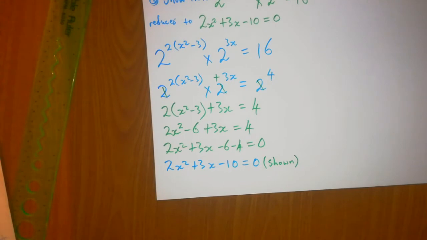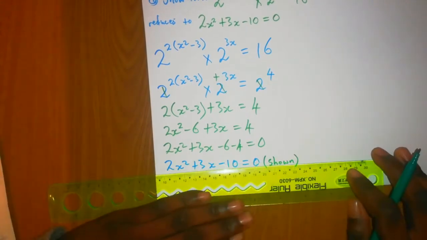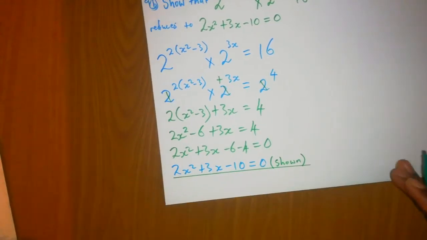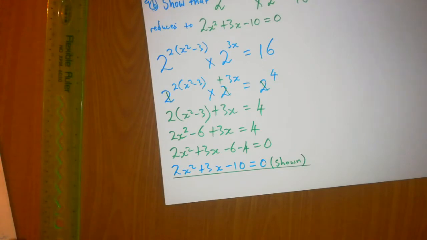This is my final answer. You will be done there. That is your final answer. You will be done. Since the question demanded you to show that, you have answered the question. This is so simple. These are called miscellaneous equations.